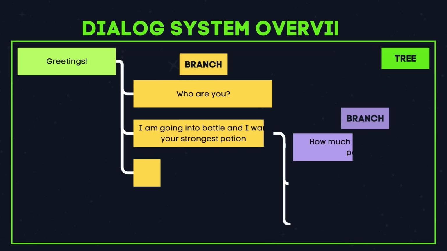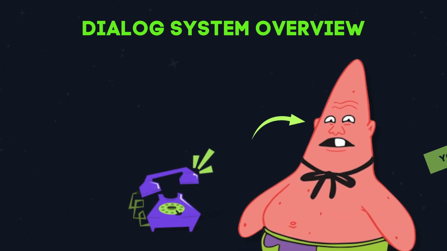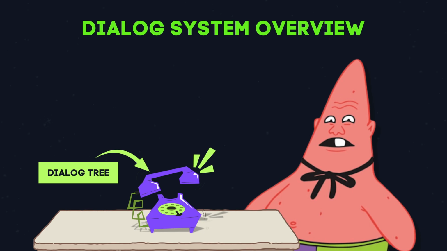If you've never made a dialog system before, you might be unfamiliar with the concept of dialog trees and branches. So let's explore these concepts using a little scenario. Imagine you are Patrick Starr, and you recently got employed at the Krusty Krab restaurant, and you were put in charge of the phone. So if a customer calls, you need to pick up the phone and take their order. The phone, in this case, represents our dialog tree, as it gives us the opportunity to have multiple conversations.